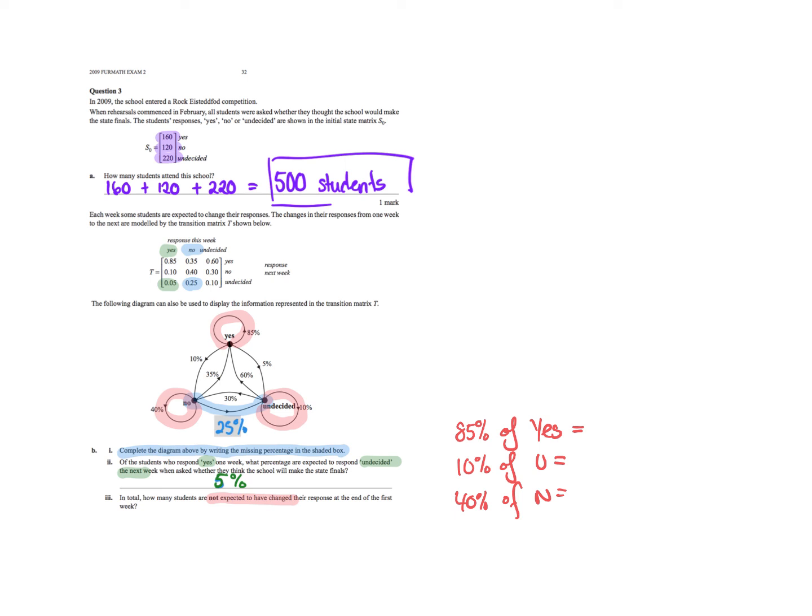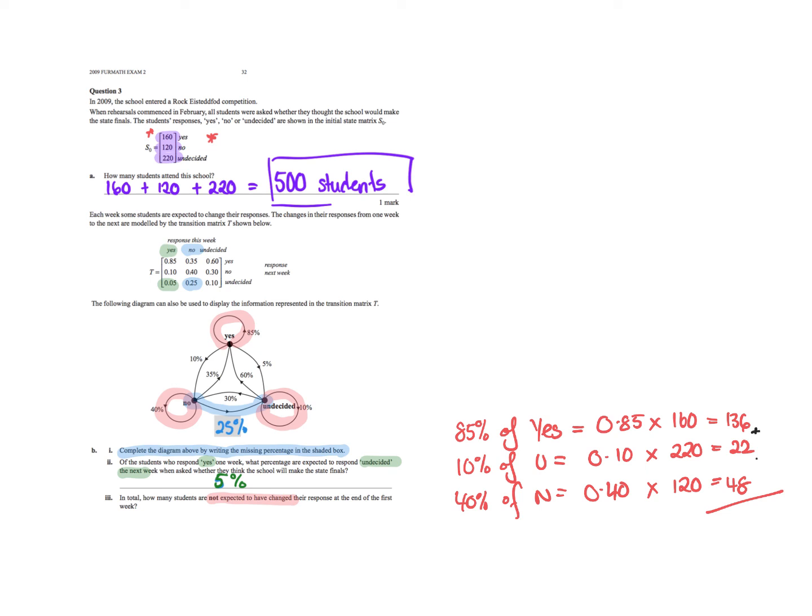Now we've got the totals up here at the beginning because they just said at the end of the first week. So we're going to say 0.85 times how many we had in yes, which was 160, looking up here. And then we're going to say 0.10 of the ones that were undecided, which was 220. And then we're going to say 40% of the no's, which was 120. So you get all those answers, and then we would add all of them up.